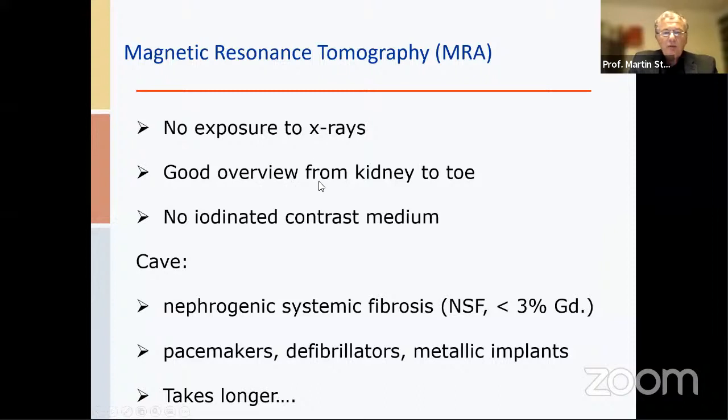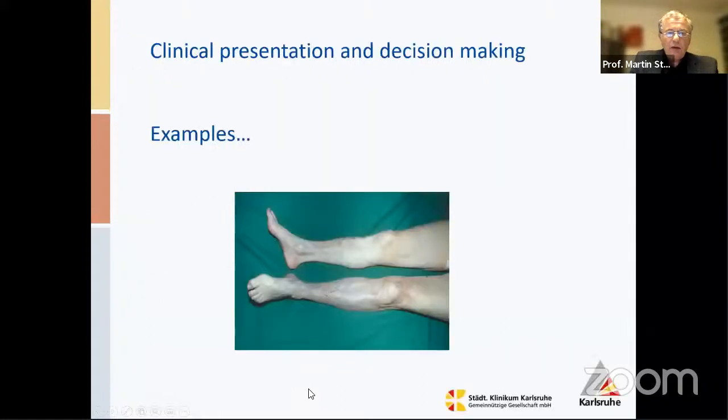It's a good overview from kidney to toe, and you have no iodinated contrast medium, which is very important for patients with renal insufficiency. And most patients, elderly patients with diabetic complications, also have renal complications, and then you have to be really careful with contrast medium. Up to a certain amount, it's no problem. And of course, there is nephrogenic systemic fibrosis. I think this can be neglected, but if there's any metal in the patient, it's getting complicated. Of course, it actually takes too long. CTA goes faster, or a good duplex scan.